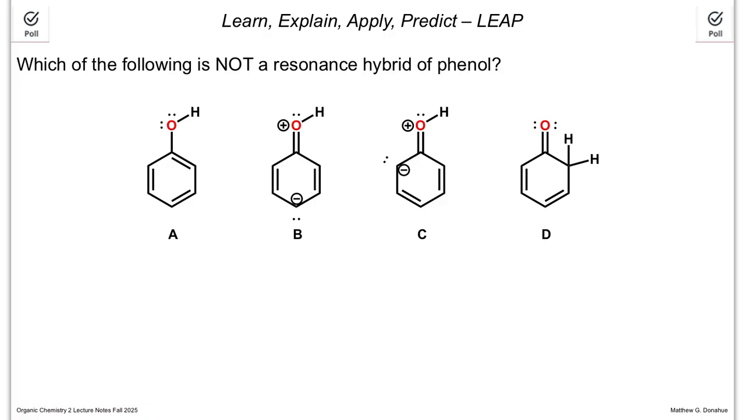So I'm gonna draw some stuff on here that's gonna lead us down the intuition we need to develop. But it says, which of the following is not a resonance hybrid of phenol? We can back up and say, which one of these, as drawn, is phenol itself? So A is phenol.